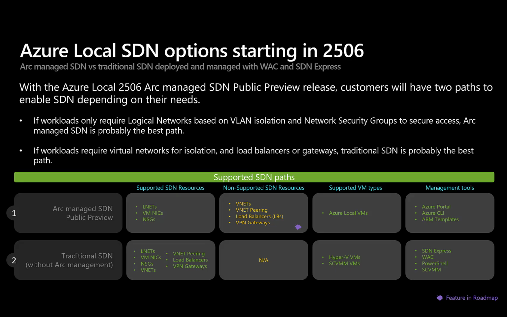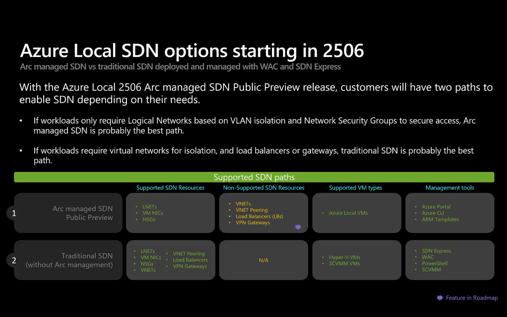But if you're in public preview and we look at the non-supported SDN resources here, we still don't have virtual networks, load balancers, or VPN gateways yet. Those are coming and they're part of the roadmap for Azure Local, but we just don't have them today. So this is going to be the main differentiating factor for customers on whether they're going to come into the preview or whether they may deploy using traditional SDN, which just means you're deploying through on-prem management tools like Windows Admin Center or SDN Express, which is essentially our infrastructure as code engine.